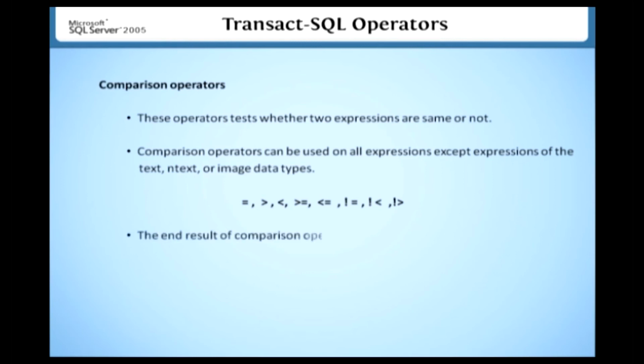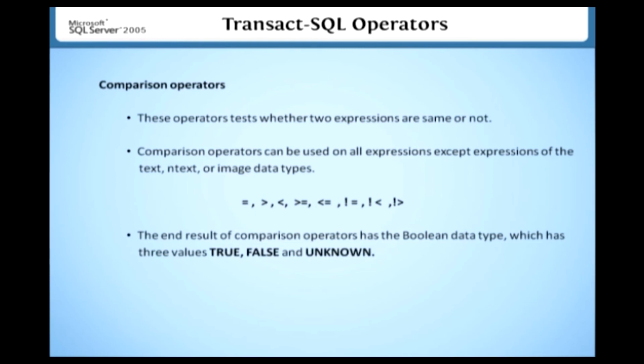The end result of comparison operators has the Boolean data type, which has three values, true, false, and unknown. Expressions that return Boolean data types are known as Boolean expressions.